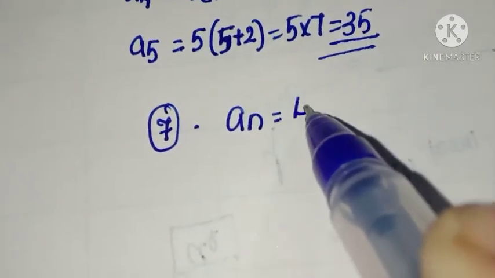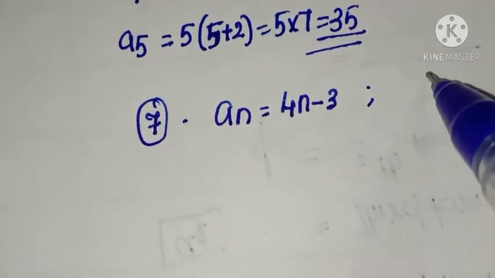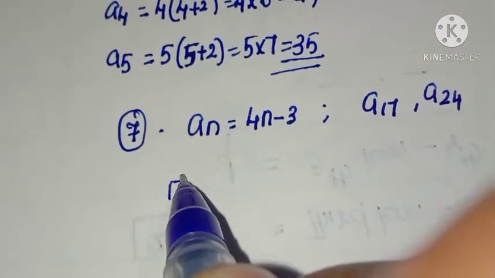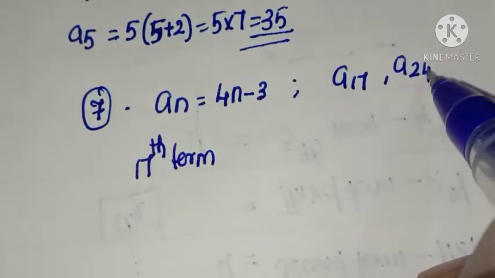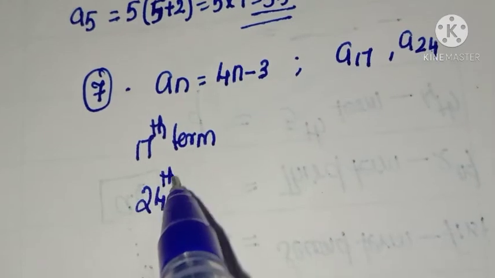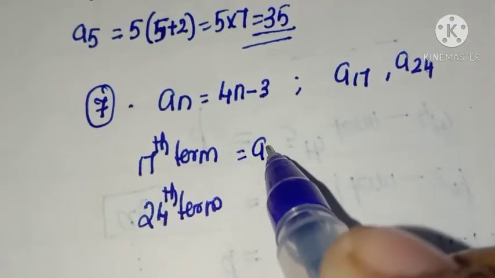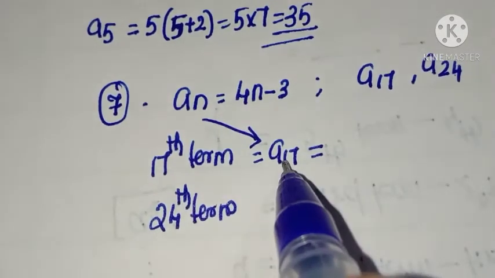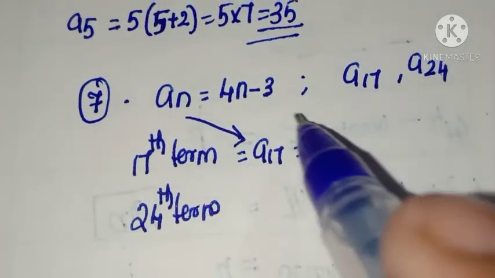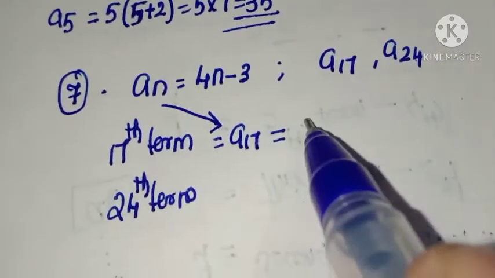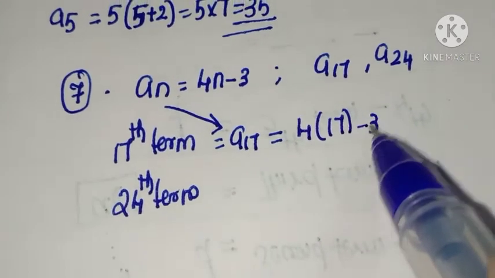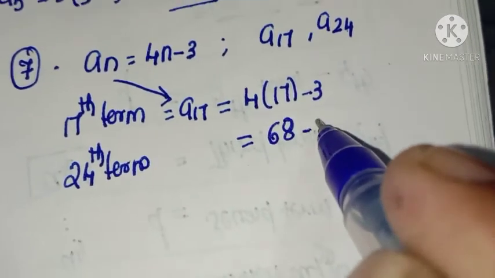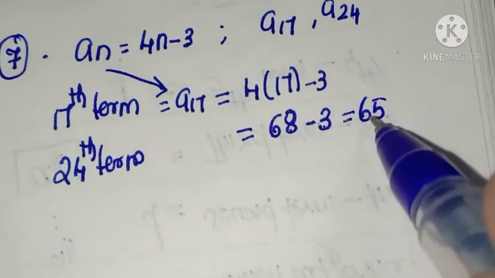Okay. Now next question is question number 7. An is given 4n minus 3 and we need to find what is A17 and A24. A17 means 17th term we need to find. A24 means 24th term. So A17. Here also put n equal to 17. So this is 4 into 17 minus 3. 4 into 17, it is 68, isn't it? Yes. Minus 3. 68 minus 3 is 65.